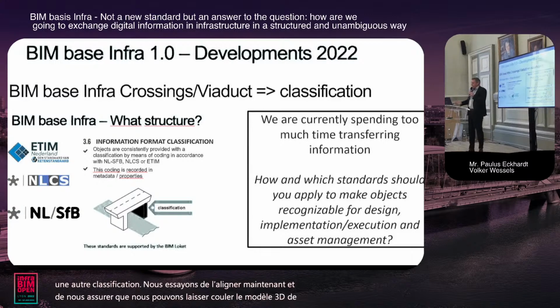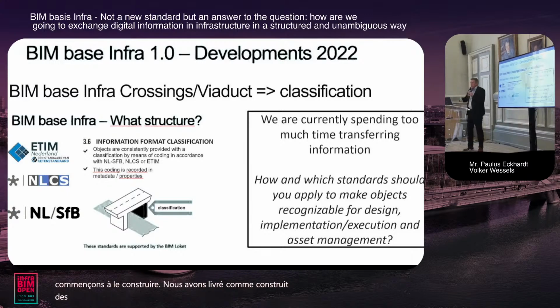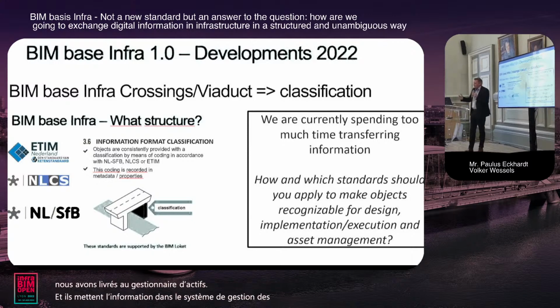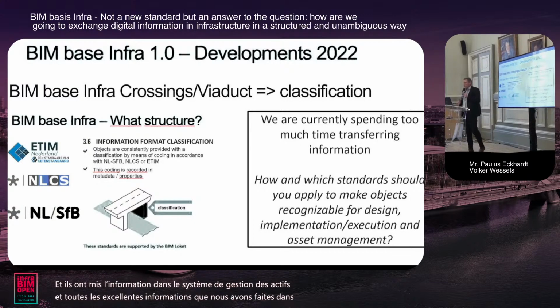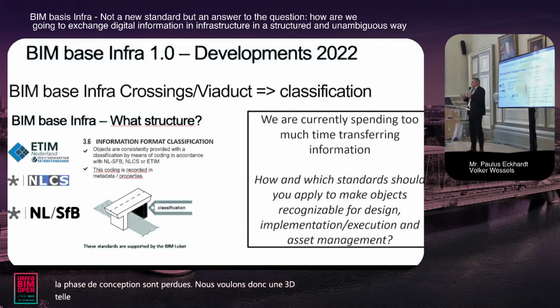We try to align it now and make sure that we can let a 3D model flow from design, and that we do not throw it away, because normally what happens when we start in execution, we make it 2D again, create a drawing, then we start building it, we deliver the as-built drawings to the asset manager, and they put the information in the asset management system, and all the great information which we created in the design phase is lost. So we want an as-built 3D model which is classified the way the asset manager wants.